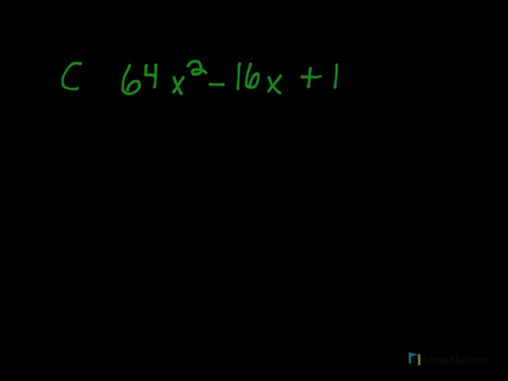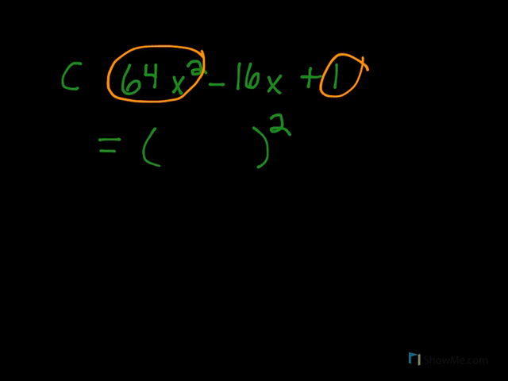If you look at the first term, this is a square term, and the last one is also a square term, a perfect square: 1 times 1 is 1. So here we go. We open up one parenthesis this time. We know that this is going to be squared. What is the square root of the first term? The square root of 64 is 8, and the square root of x squared is just x.